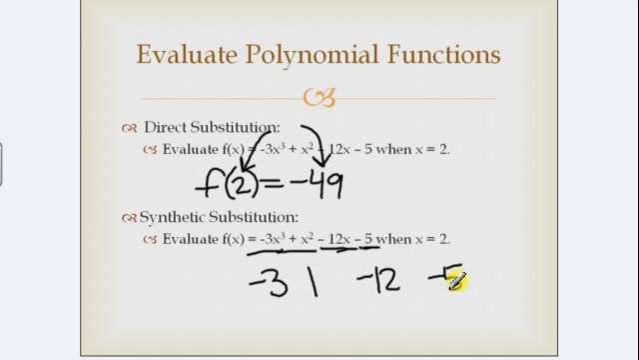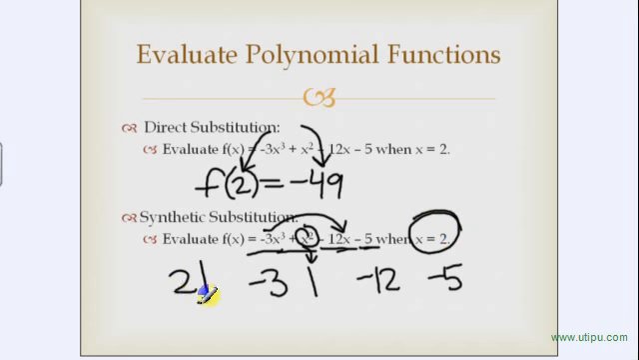Now, with synthetic substitution, I do have to be careful if I skip over any powers. If this skipped from x cubed to just x, and I didn't have any x squared in there, I would need to put a 0 as a place marker. So that's one thing to be careful of here. Then, whatever x equals, I'm going to put off to the side here in a little half box to separate it. Now from here, it's going to be a process of adding, multiplying, etc. I'm going to leave a little space here, and draw a horizontal line. Because the sums are going to go below the line, the products are going to go above the line.